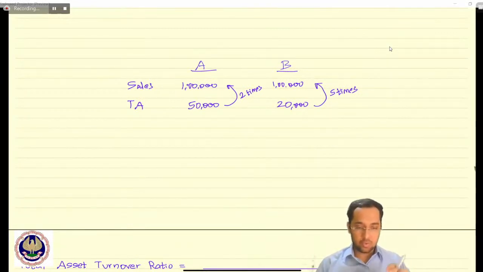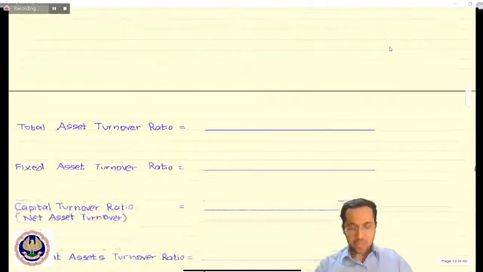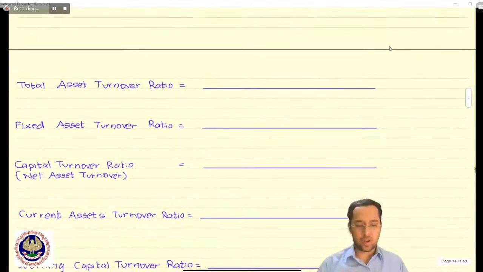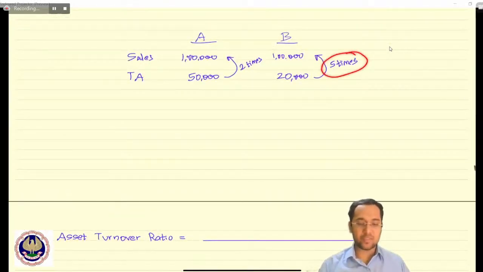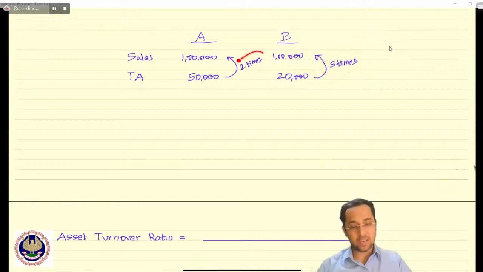Okay. So company B is definitely utilizing the assets in the best possible manner. So that's how we are going to measure the total assets turnover ratio. I hope some of you might have even understood how we are going to calculate it. The term which I said, that it is generating 5 times of its total assets, or company A is generating 2 times of its total assets, that's the same as what we call the total asset turnover ratio.